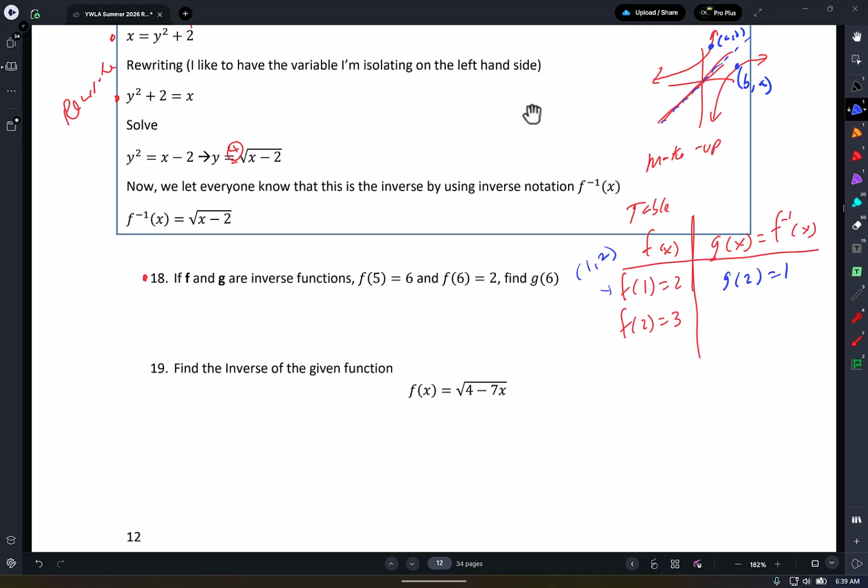So this coordinate here, the 2 is an x coordinate, and that 3 is a y coordinate. So that means 2, 3. So what does that mean? g of 3 equals 2. So hopefully that's enough, guys, to help you out with number 18.